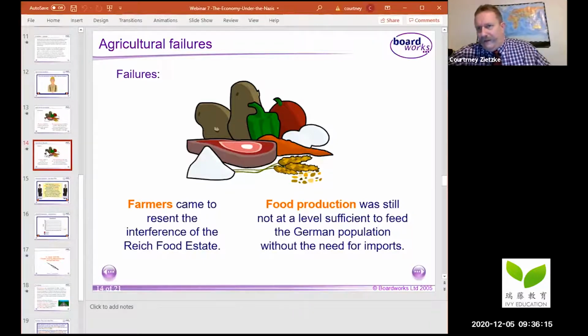Okay, some of the failures. It wasn't all perfect. Farmers came to resent the interference of the Reich Food Estate. Okay, Germany was now the Third Reich, and Adolf Hitler was now getting his nose into everything in the German economy because he wanted to control everything. Germany was still not at a level sufficient to feed the German population without the need for imports.